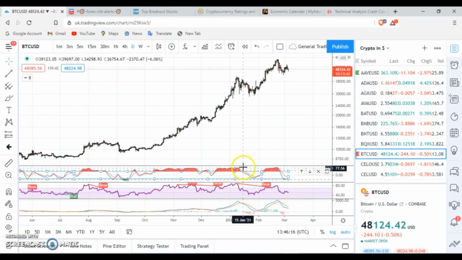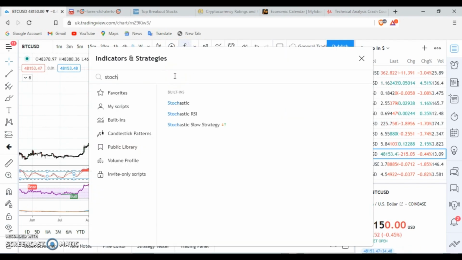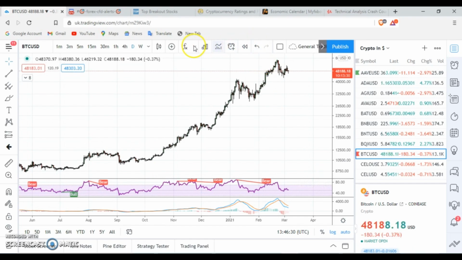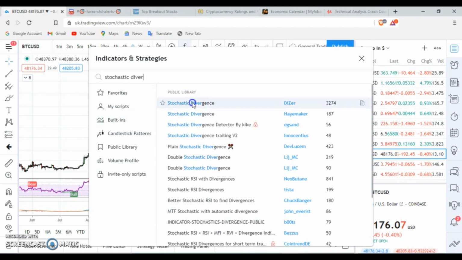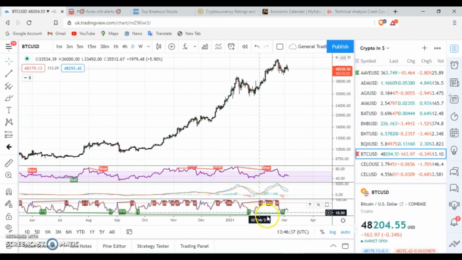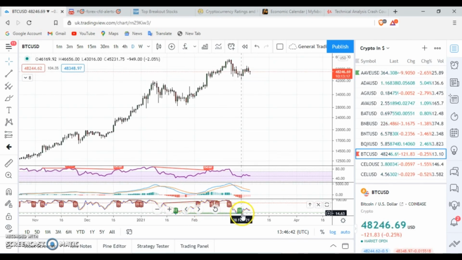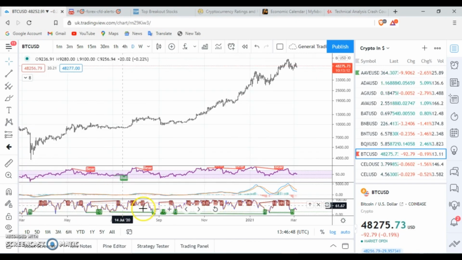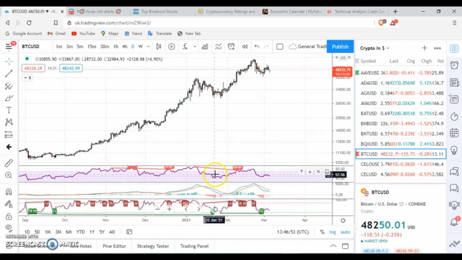And again, you got your stochastic divergence as well. So for that, you just type in stochastic divergence right there. If you click that, what happens? Let me just take this off and I'll show you. It's the same idea as the RSI, really. So you see, this is a bullish divergence, and that's bearish divergence, higher highs, bearish divergence. It's basically the same idea as the RSI. Like here, this is bearish, right?